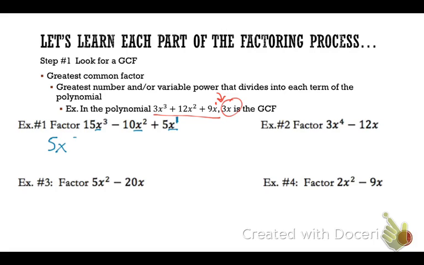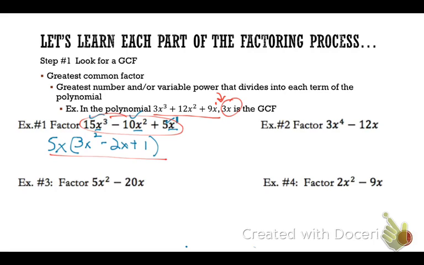Now we draw parentheses and we write what we have left once we have divided each of these terms by 5x. 15 divided by 5 is 3. X cubed divided by x is x squared. Negative 10 divided by 5 is negative 2. X squared divided by x is x. 5 divided by 5 is 1. X divided by x is also 1. So we have factored this polynomial by completing step 1 of the process, factoring out a greatest common factor.